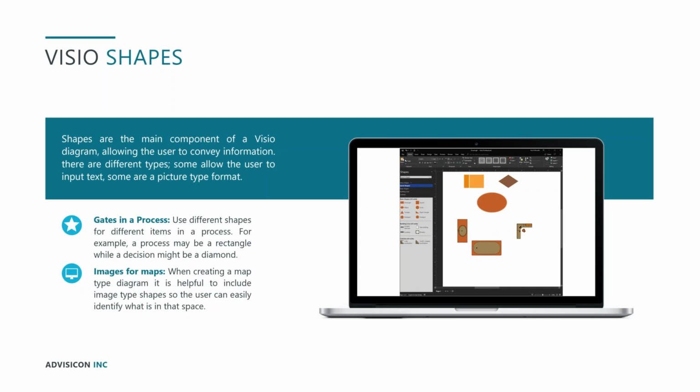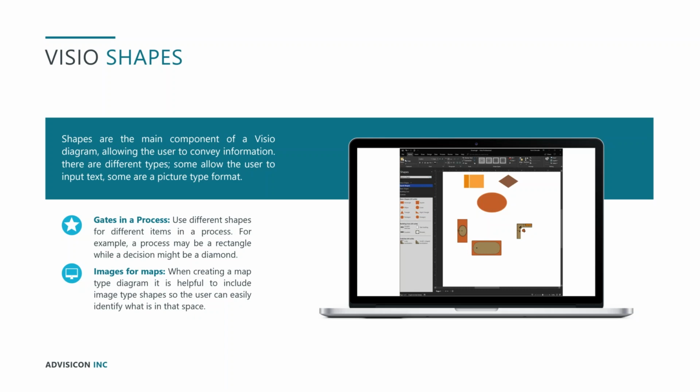And the text can go either on the shape, depending on what shape it is, or below or above the shape, if it's a shape that wouldn't really have text on top of it. You have all sorts of different kinds of shapes you can use. And these are going to be the main component of any of your Visio diagram, is having those shapes on the page.